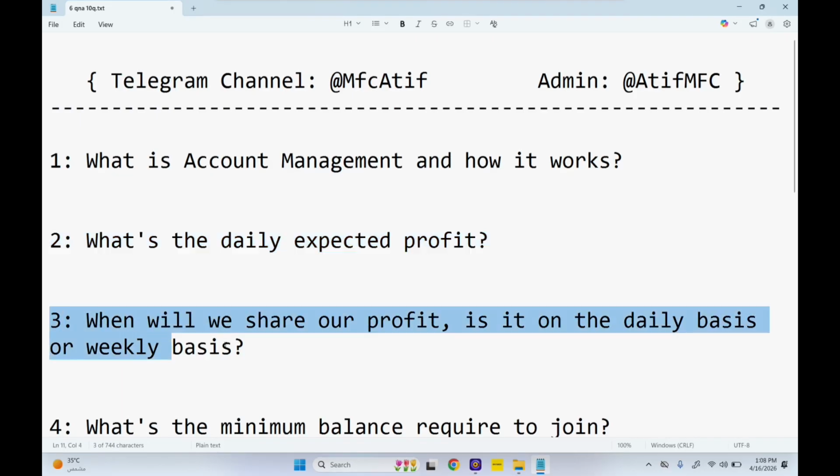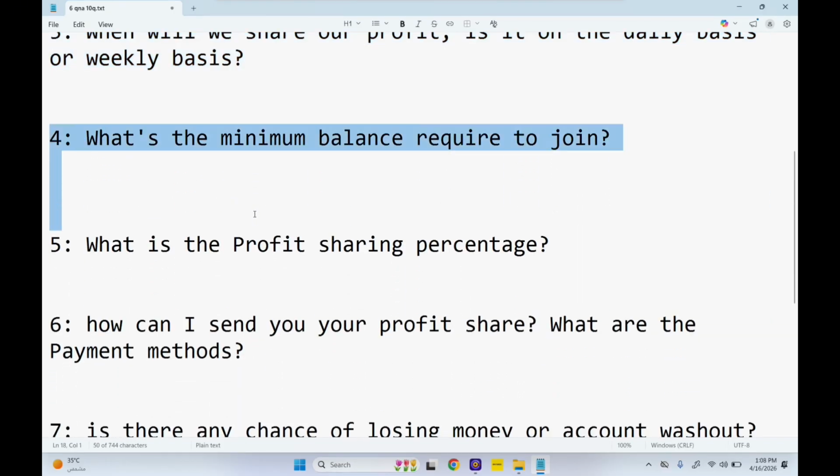So question number 3 is, when will we share our profit? Is it on a daily basis or weekly basis? So guys, profit sharing will be done after every 10% profit. Sometimes we will make 20 to 30% profit in a single day, and sometimes we will have no entry for the whole day. So when we make 10% profit in your account, we will do profit sharing. So question number 4 is, what's the minimum balance required to join?